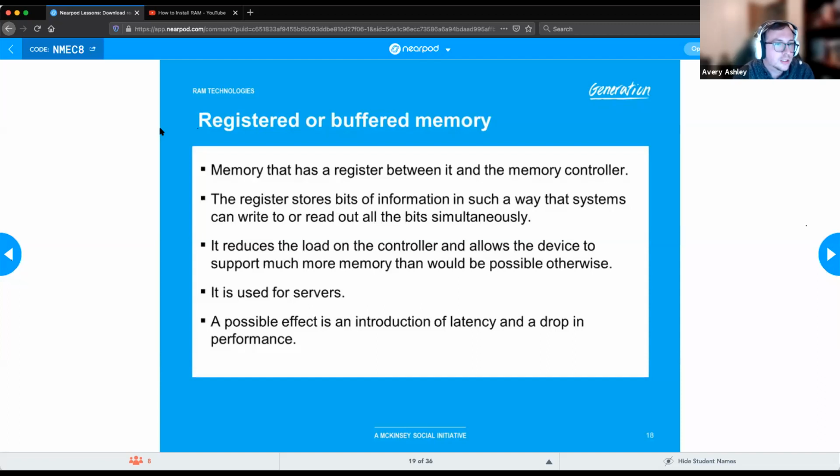A possible effect is an introduction of latency and a drop in performance. But we wouldn't mind a tad bit of latency for a system that doesn't fail. So that's the drop off. We'll take a little latency to ensure consistency and not have performance issues. I'd rather have it registered or buffered, is what you want to call it. And the regular memory will be unbuffered, meaning it doesn't have that option to address it.